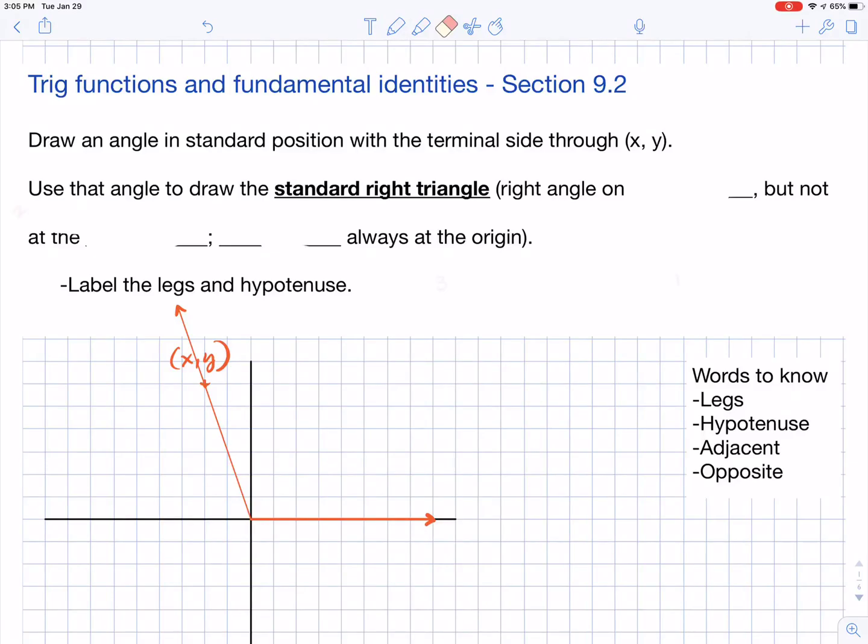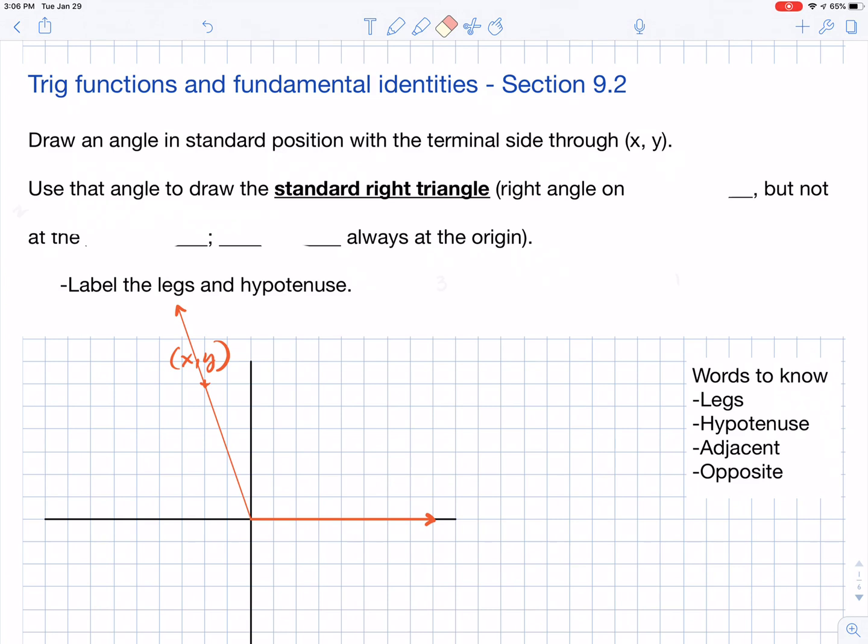Hey folks, this is a video that deals with the right triangle that corresponds to an angle in standard position. We talked about an angle in standard position in the last section of this textbook. So you'll notice here that the first thing is that you're going to draw an angle in standard position where the terminal side is through the coordinate (x, y), and I already have that picture drawn for you.